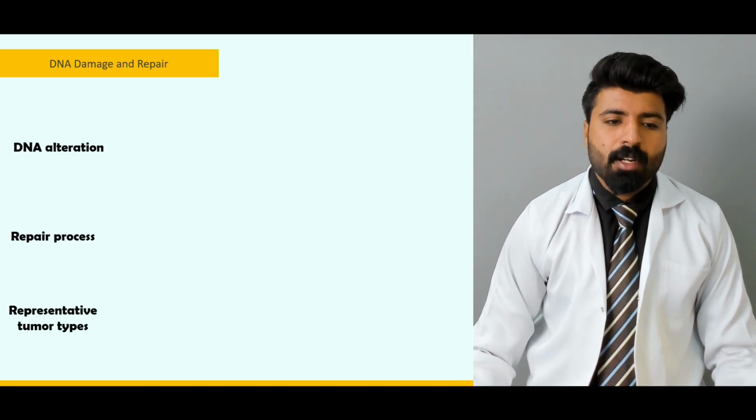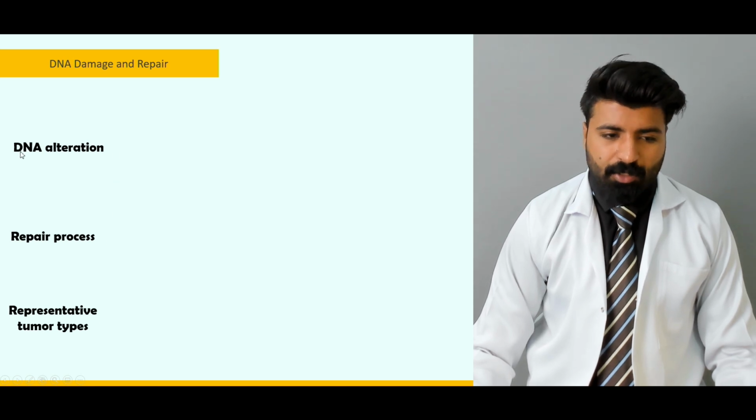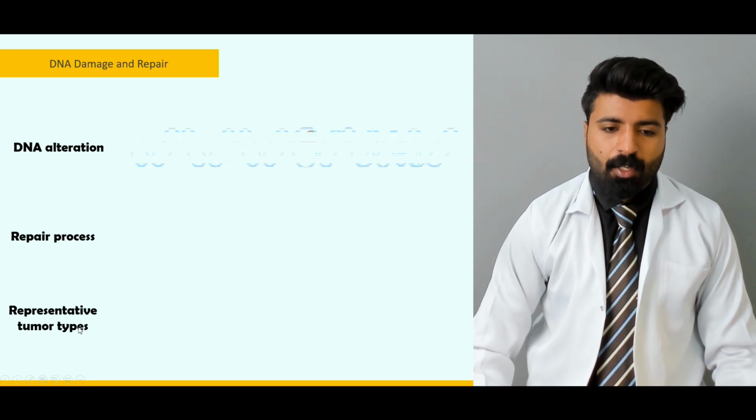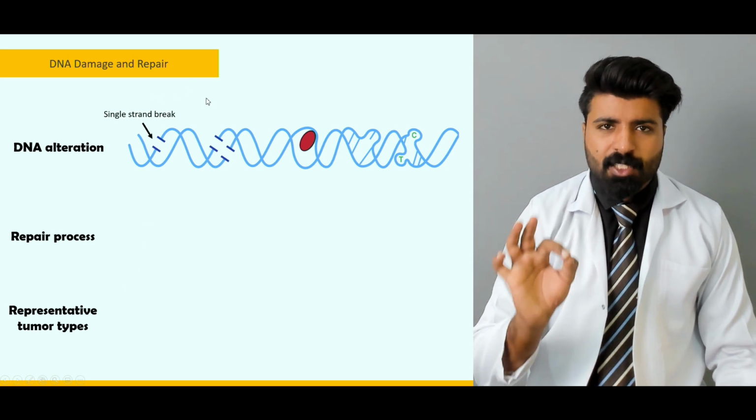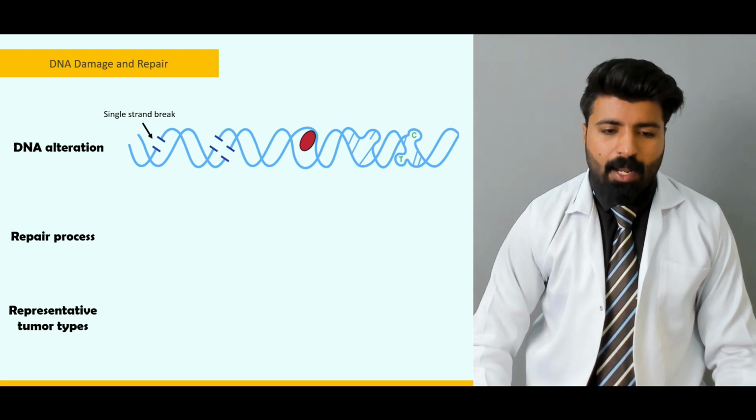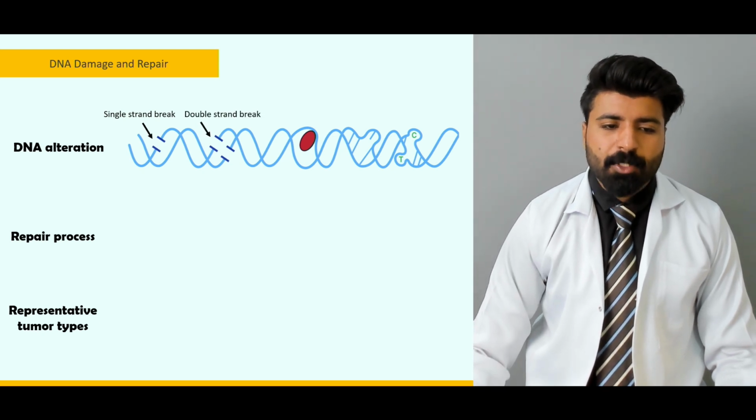Now let's talk about the DNA damage and repair. We have learned all the basics that we need to understand how the DNA is being damaged and how it is being repaired. So let's talk about DNA damage and repair. There are three kinds: DNA alteration, repair process, and the representative tumor types. So what happens if it's a single-stranded break? If the break is single-stranded, it's not that much. This will be taken care of, this will be repaired somehow. But if it doesn't, what kind of tumor will be produced?